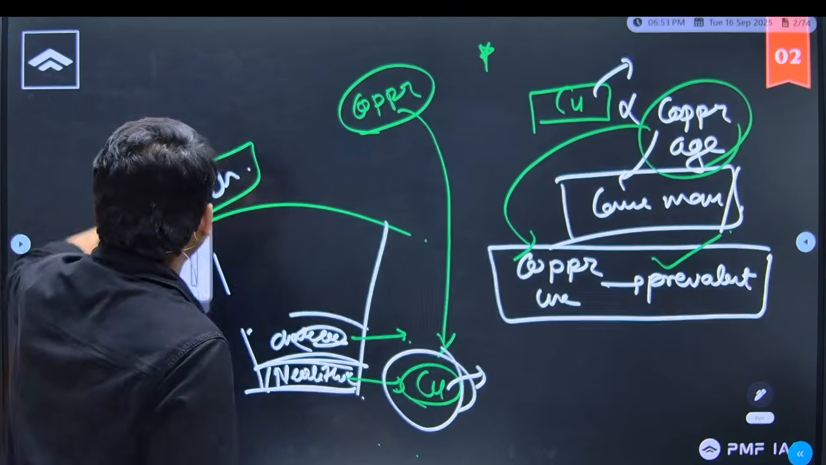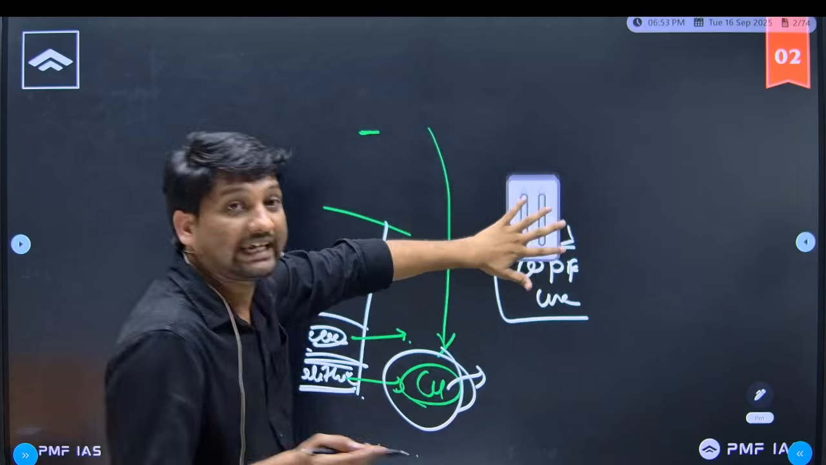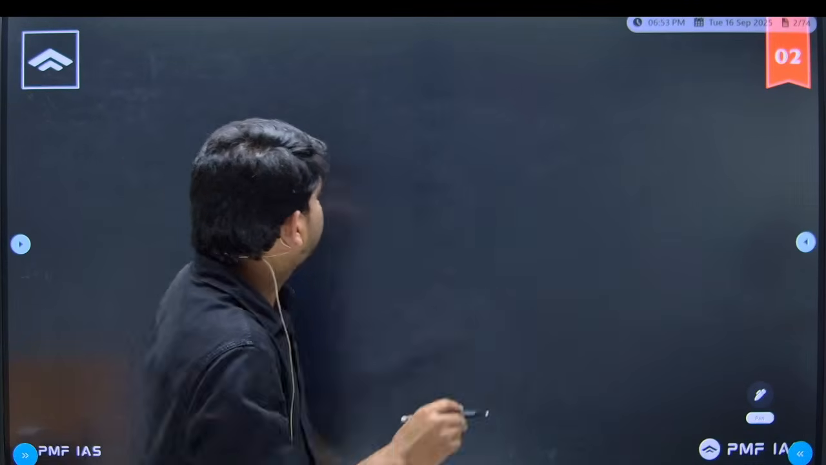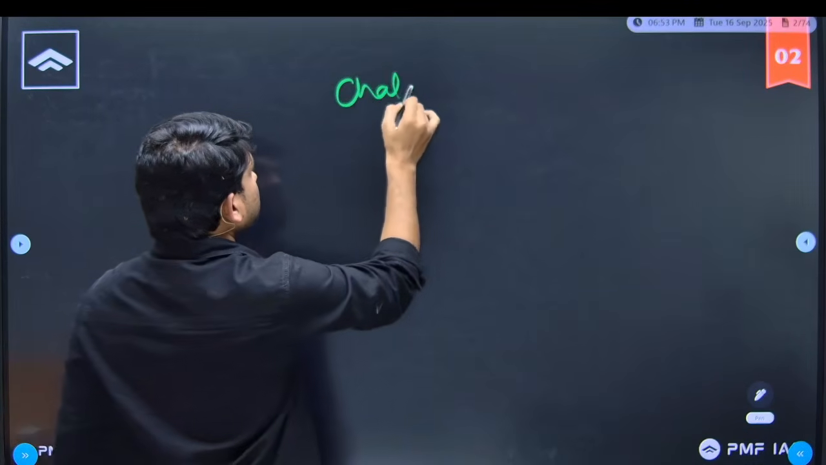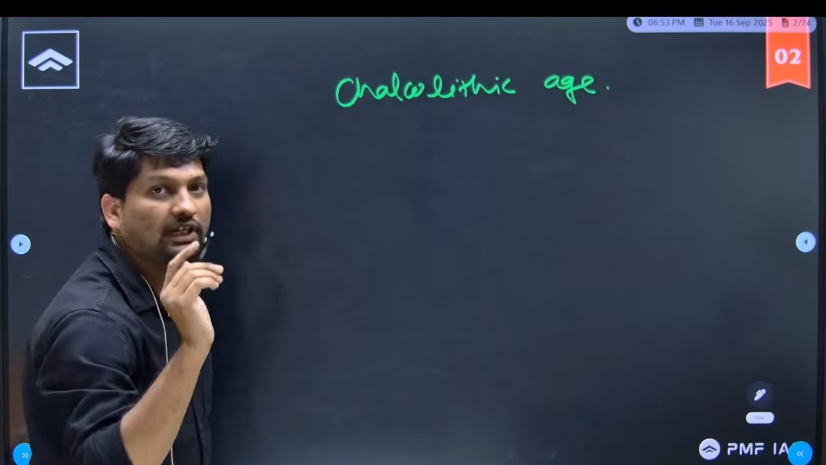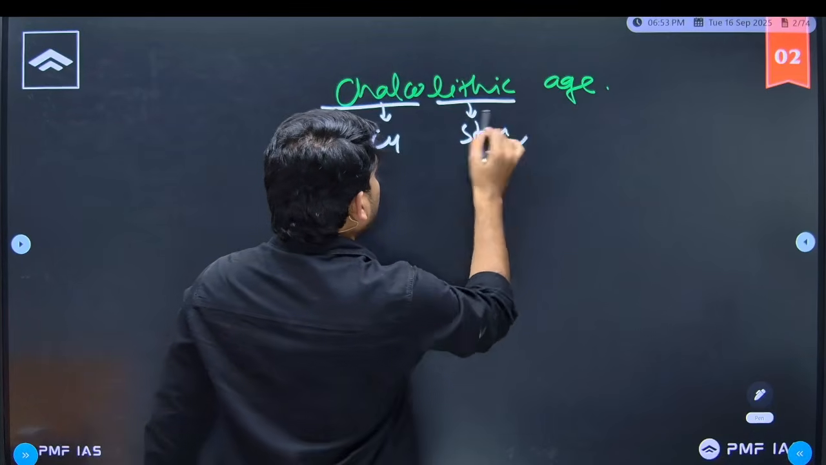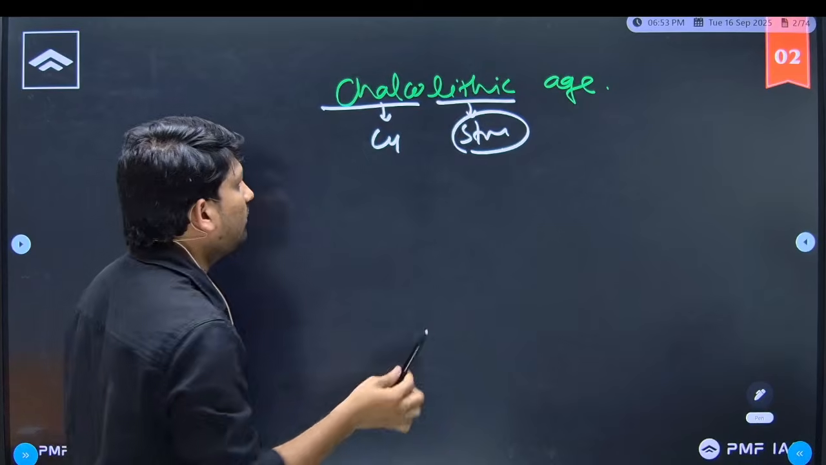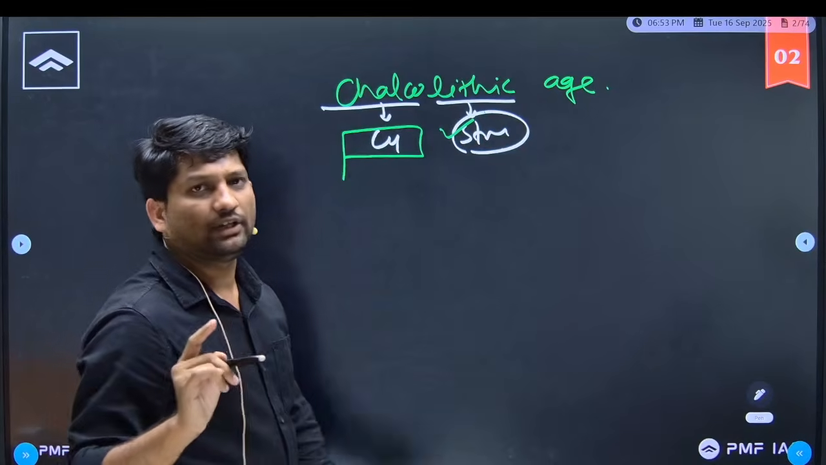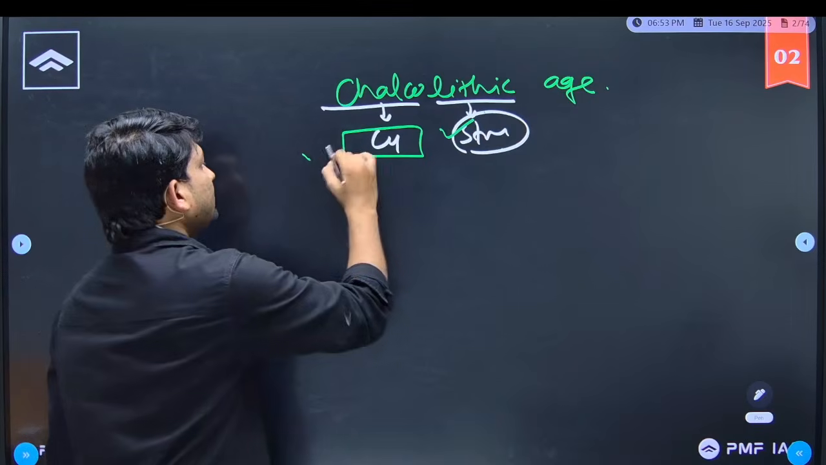So in this lecture we are going to see the Chalcolithic age or Chalcolithic culture. Some call this Chalcolithic. The correct pronunciation is Chalcolithic, but don't focus on the pronunciation. So the culture developed around copper plus stone. Remember, most of the tools or weapons were made of stone, but they also used copper significantly. Not that significant, but it was more than a mere presence.